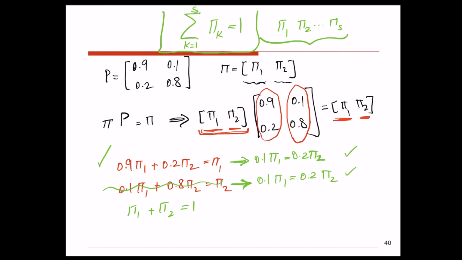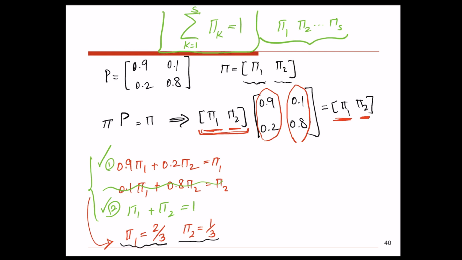So now I have two equations. This is my equation 1, this is equation 2, and I have two unknowns, pi 1 and pi 2. And with these two equations, I can find the values of pi 1 and pi 2. So this means that in the long run, the probability that a typical person is going to be a cola 1 drinker is 2/3, or about 67%, and the chance that the person is a cola 2 drinker is a 33% chance.